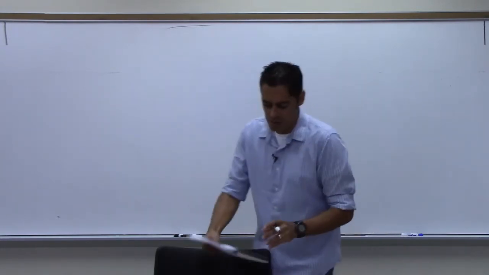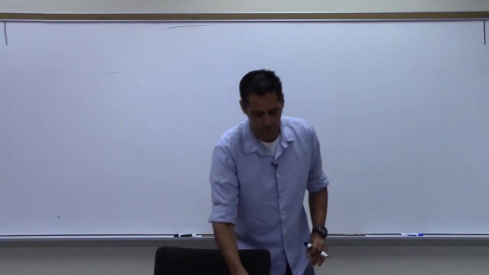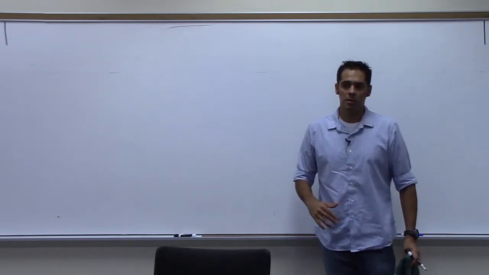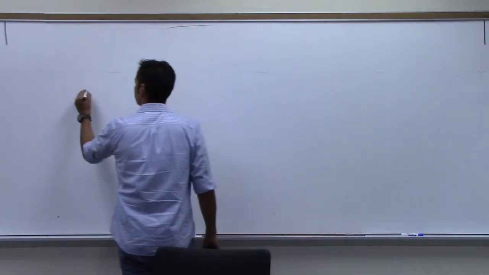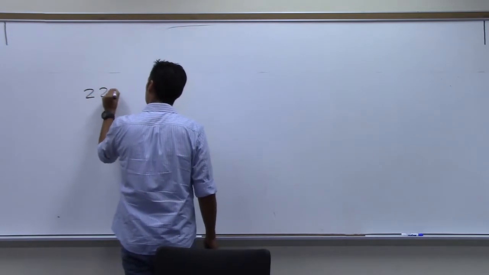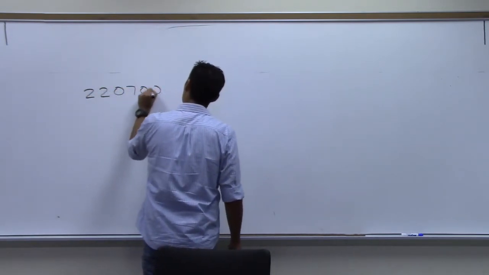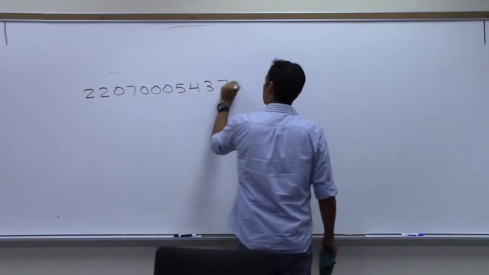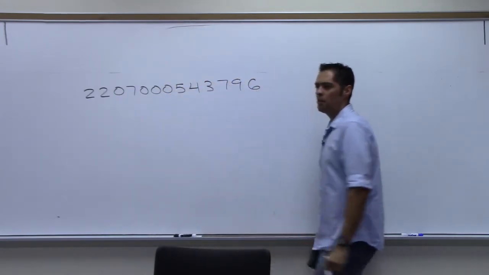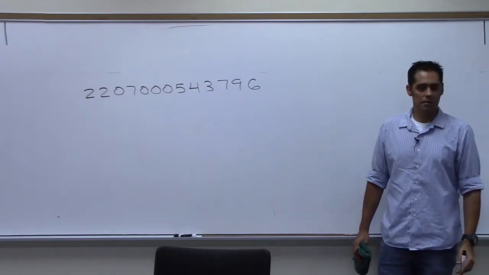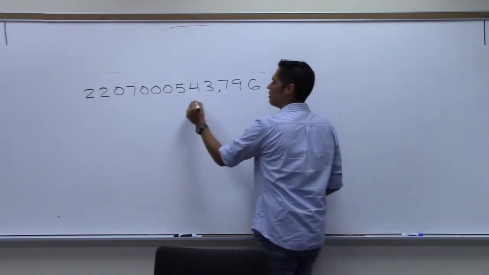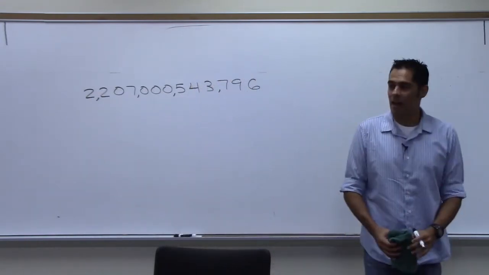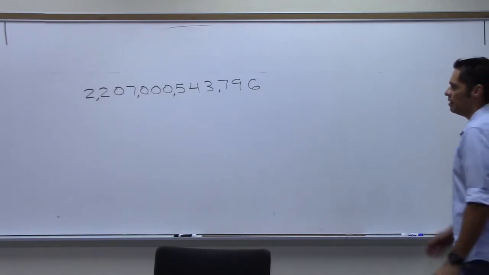All right, so scientific notation is a short way of writing big numbers or small numbers. So if I have a number like 2207000543796. Now that's a pretty big number, right? In fact, if I put in my little commas in here like that, then we might even have a name for that number. Let's see.